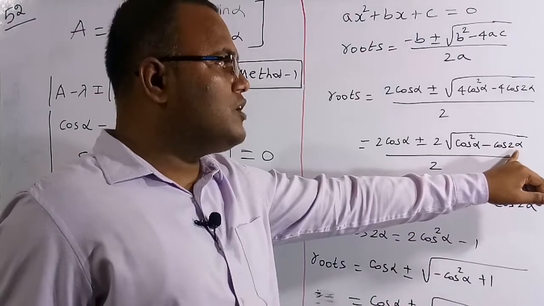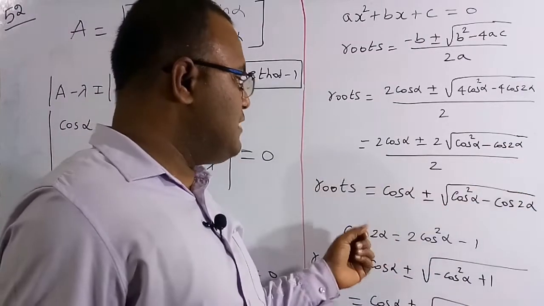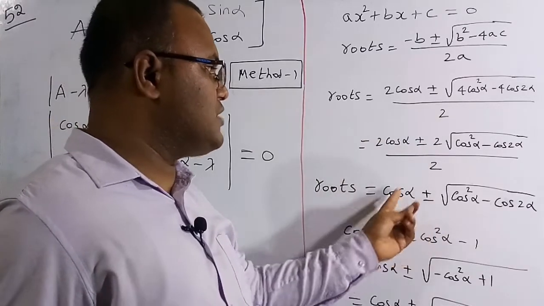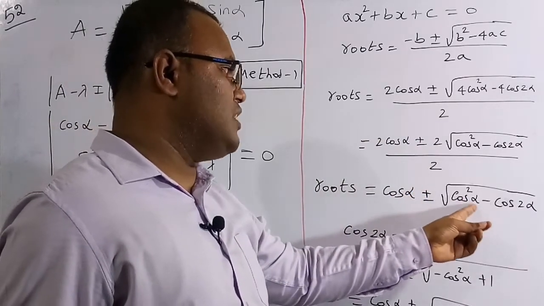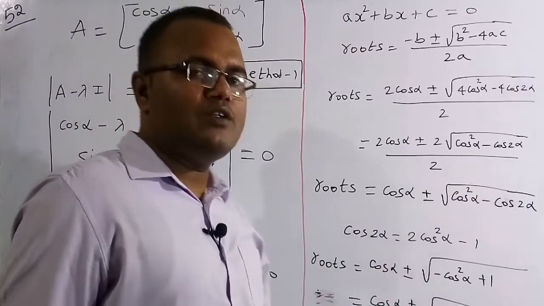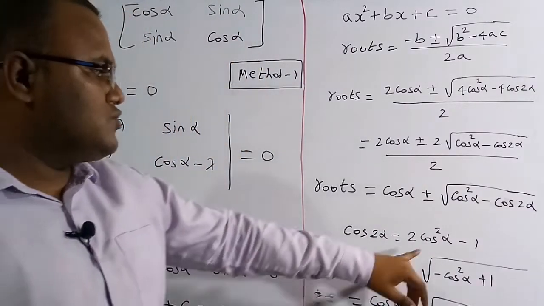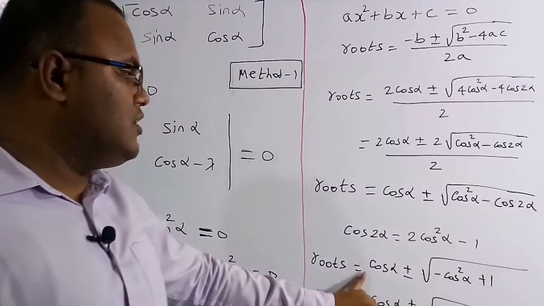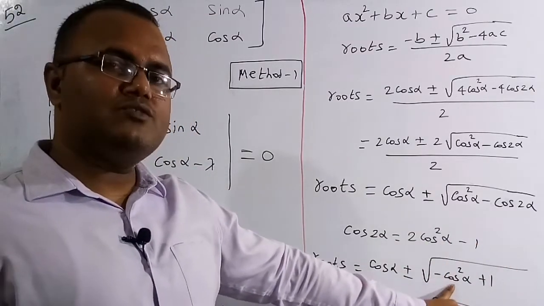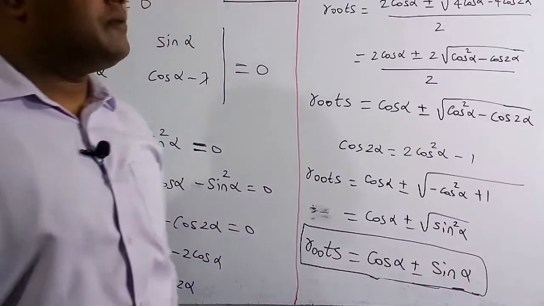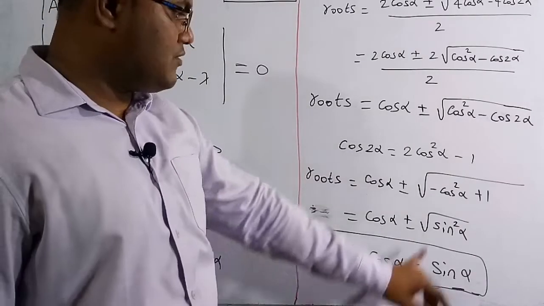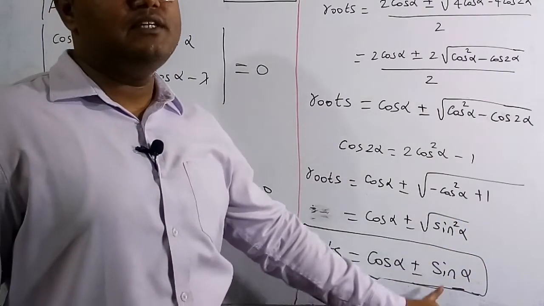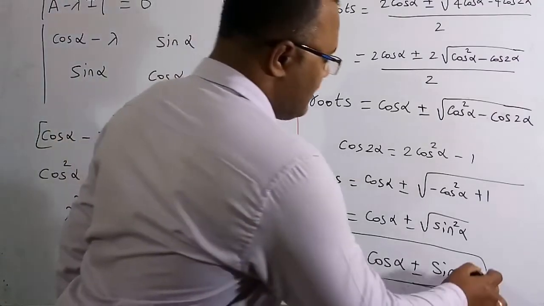So 2 is going to get cancelled. Finally we are going to get cos alpha plus or minus under root of cos square alpha minus cos 2 alpha. But we already know that cos 2 alpha is equal to 2 cos square alpha minus 1. If you substitute in this equation and do the subtraction, finally we are going to get cos alpha plus or minus under root of minus cos square alpha plus 1. But minus cos square alpha plus 1 is equal to sin square alpha. So taking the root, we get cos alpha plus or minus sin alpha. So these are the eigenvalues of this matrix.